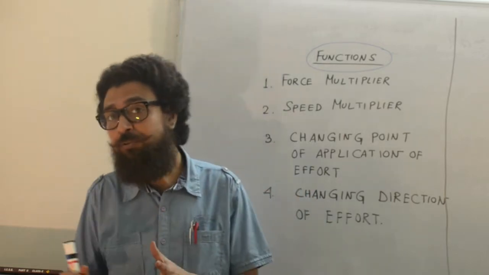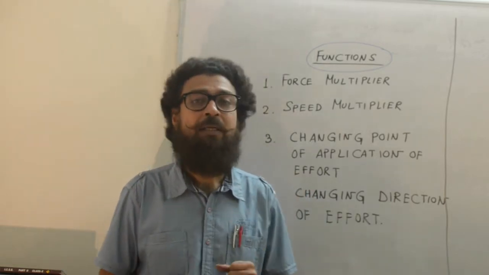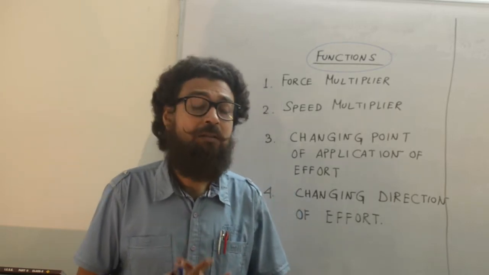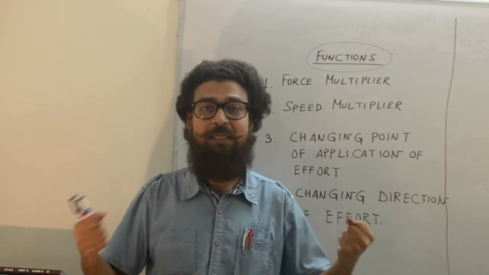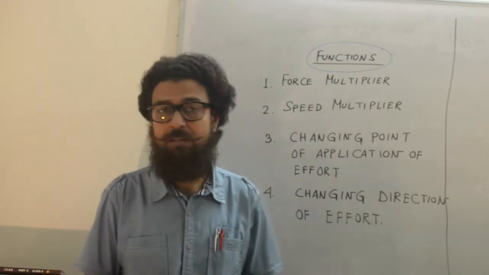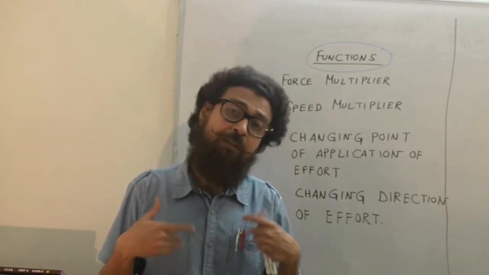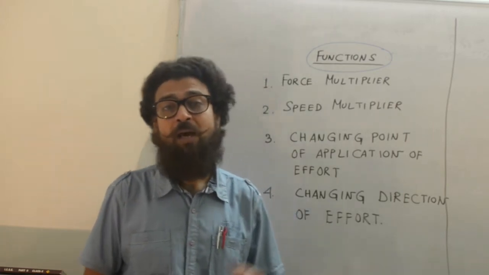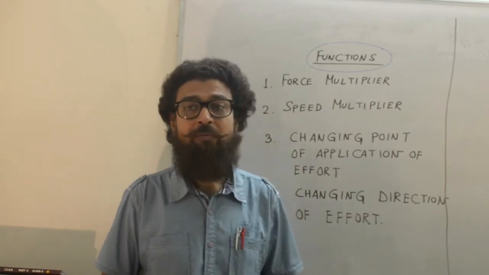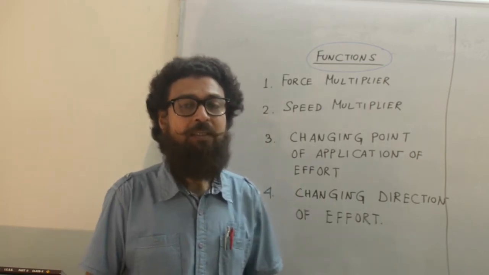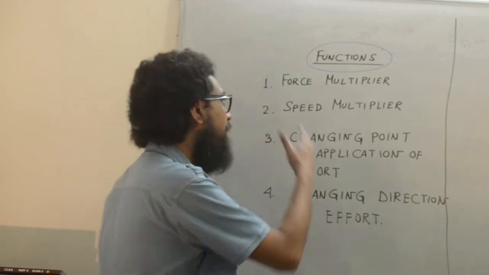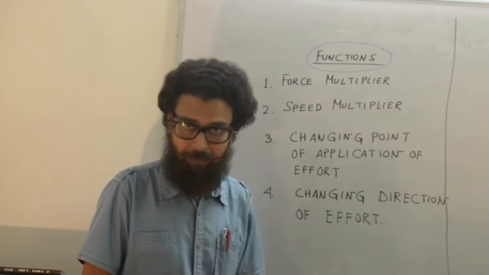When we have 1000 Newton of load, it is impossible for a person like us to single-handedly lift and displace it. So we have to think about a device, a machine, where we apply a smaller amount of effort in order to overcome a large amount of load. That's why we call it a force multiplier.